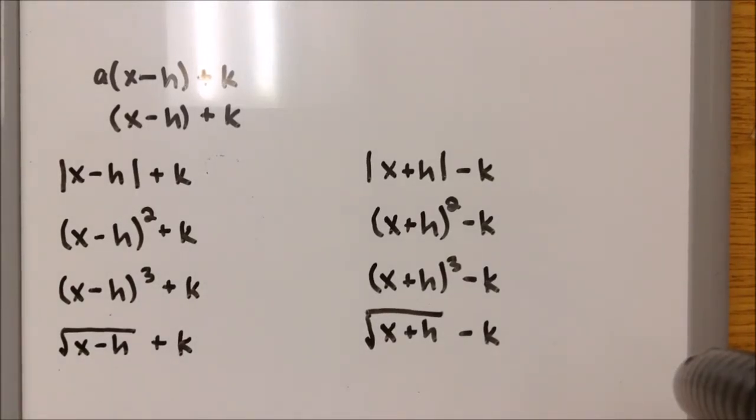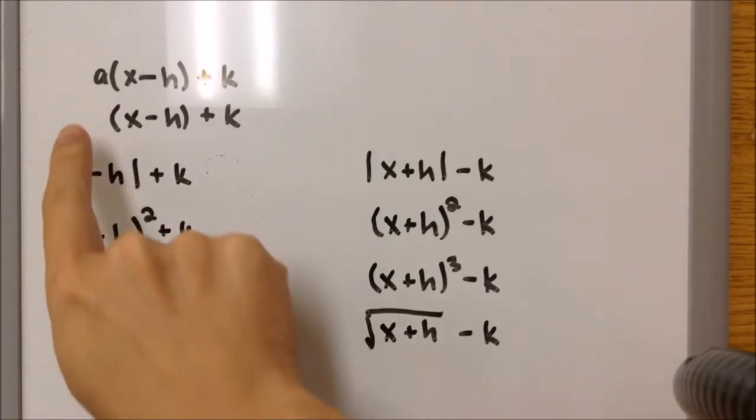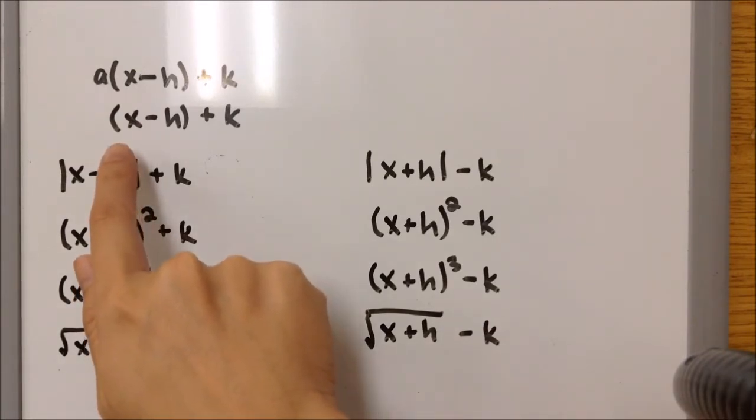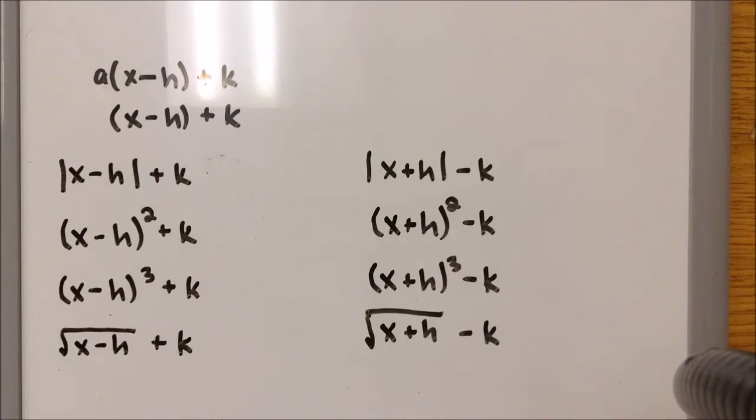So in here we have some examples with the letters h and k, and we're going to talk about the transformation. Up here is the general form for functions with their transformations, but since we only focus on translation, we're going to focus on x minus h plus k. On this side we have all of them, minus h and plus k. The first one is absolute value, and then quadratic, and then cubic, then the square root function.